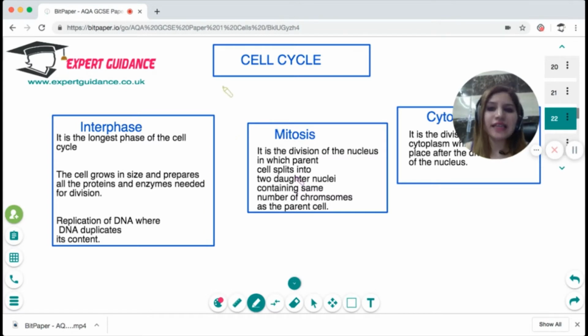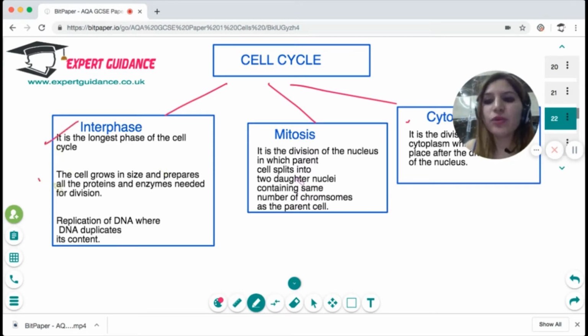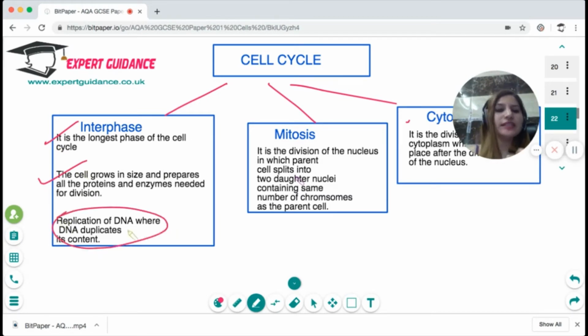The cell cycle is divided into three stages. First is the preparation phase, which is the interphase stage. It is the longest phase of the cell cycle, in which the cell grows in size and prepares by making all the proteins and enzymes needed for cell division. And a very important step that takes place in interphase is the replication of DNA, where the DNA duplicates its content. After this preparation, the interphase stage, comes the mitosis stage.